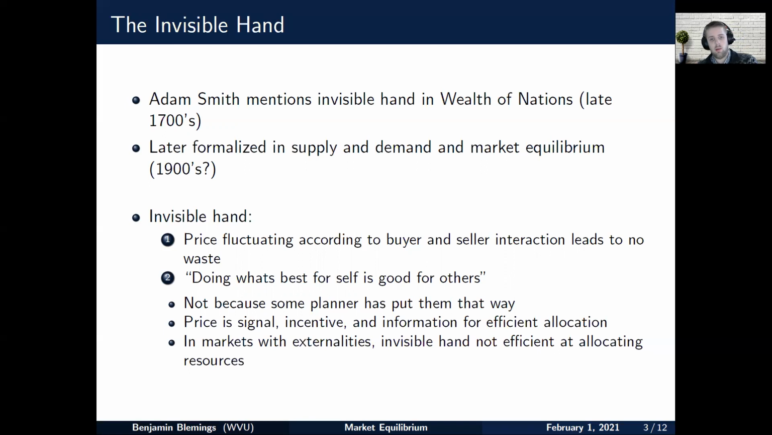And so price is a signal, it's an incentive, and it plays the role of information for buyers and sellers. In markets with externalities, this invisible hand is not as efficient at allocating resources. So when you hear some argument for the free market, you should ask yourself, what types of externalities are at play in this market, and are the assumptions met for perfect competition?